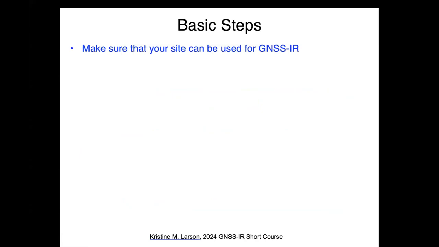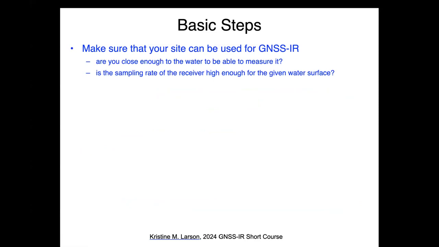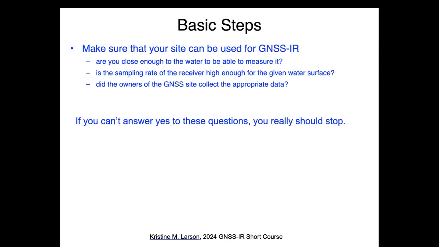So first of all, make sure your site can even be used. Don't download years of data until you've established you have any hope of using it. A couple of things: are you close enough to the water to be able to measure it? It's key. Is the sampling rate of the receiver high enough for the given water surface? And this is what Felipe's talked about. Being up on a mountain will have a very different response than being right next to the water on a dock. And this has to do with, did the owners collect the appropriate data? And that's partly due to the second. If you can't answer yes to those questions, you really can't do anything with the data, other than ask the owners of the station to change the sampling rate or to change the data they're saving.